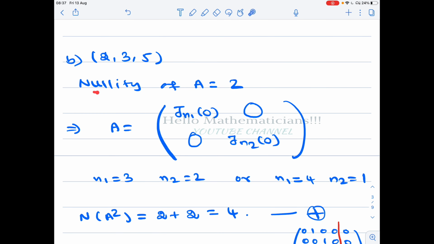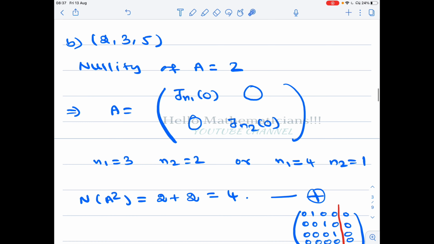Let's go to 235. Now nullity of A is 2. Therefore the Jordan canonical form of A will have two Jordan blocks. A is a 5 by 5 matrix. With two blocks, there are two possibilities. This is a 3 block and this is a 2 block.